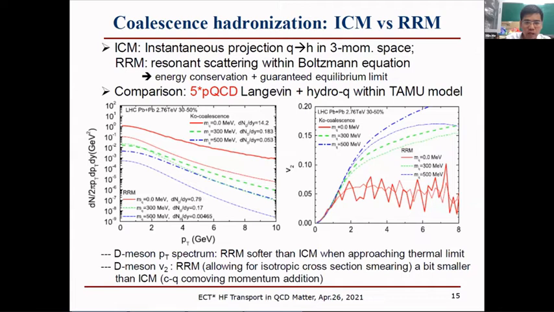Then we see for different light quark masses, 0 MeV, 300 to 500 MeV, in all these cases, we see the D-meson pT spectrum from the resonance recombination model is softer than the instantaneous coalescence model result. This is understandable because the resonance recombination is always approaching the thermal limit. And the D-meson V2 obtained from the resonance recombination model is a bit smaller than the instantaneous coalescence model results. This is also understood from the fact that the resonance recombination model allows for isotropic cross-section smearing. But in the instantaneous coalescence model, the charm quark and light quark tend to be moving in a collinear way.